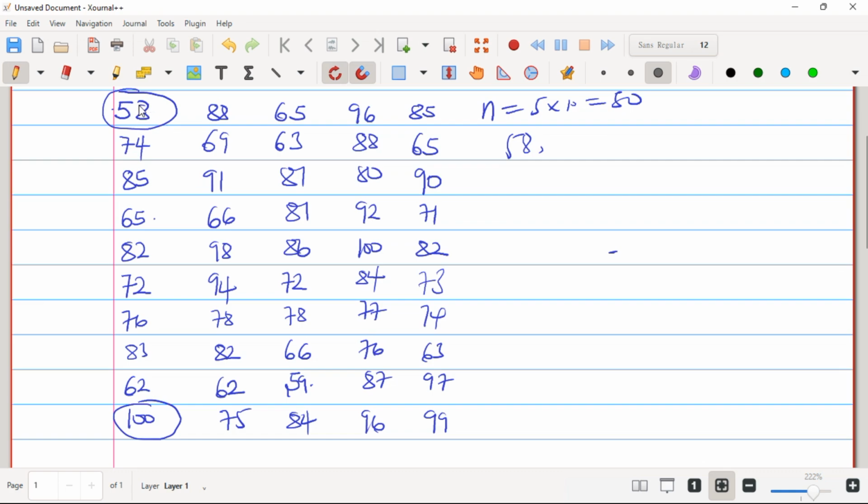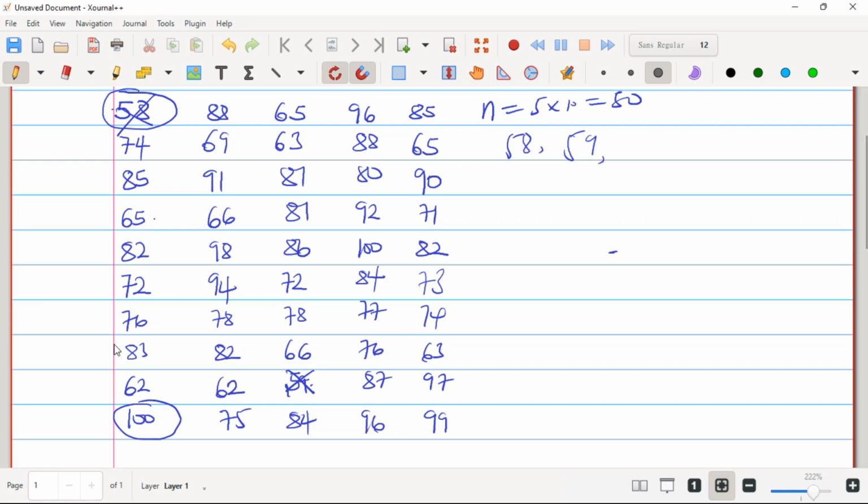So we have 58, and then we have 59. We are moving from here, there is no 59. Move from here, there is no 59. Move from here, there is 59 here. Yes, this is our 59. So this is cancelled out, this is also cancelled out, so we have 58, 59. Then we go to 60.